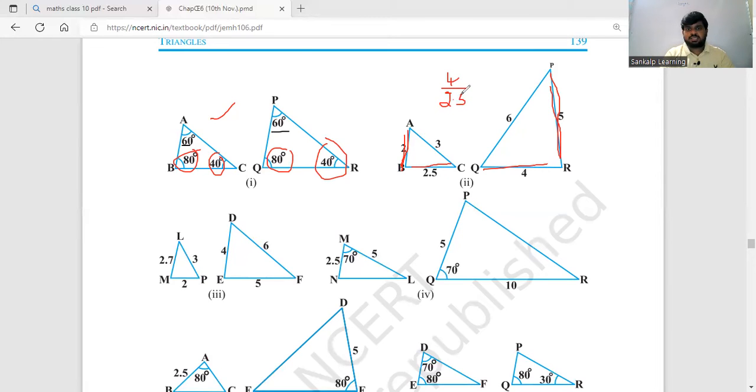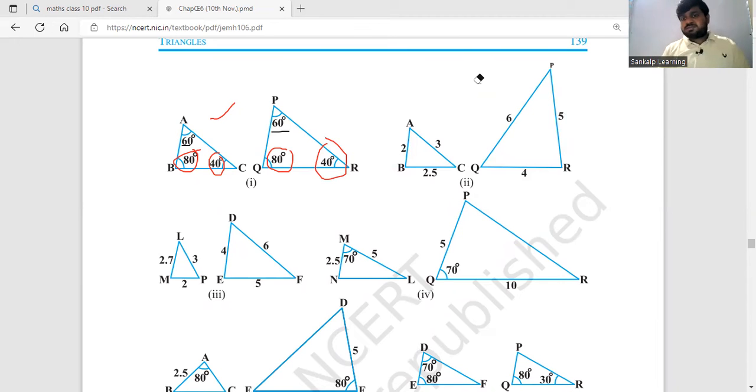So if you remove the decimal, it will become 40 by 25. 40 by 25 is 8 by 5. Okay, so the ratio is not equal because 5 by 2 was 2.5 and 4 by 2.5 is something else. So the ratios are not equal. Now, just checking like this, and since the ratios are not equal, you cannot come to a conclusion that the triangles are not similar.